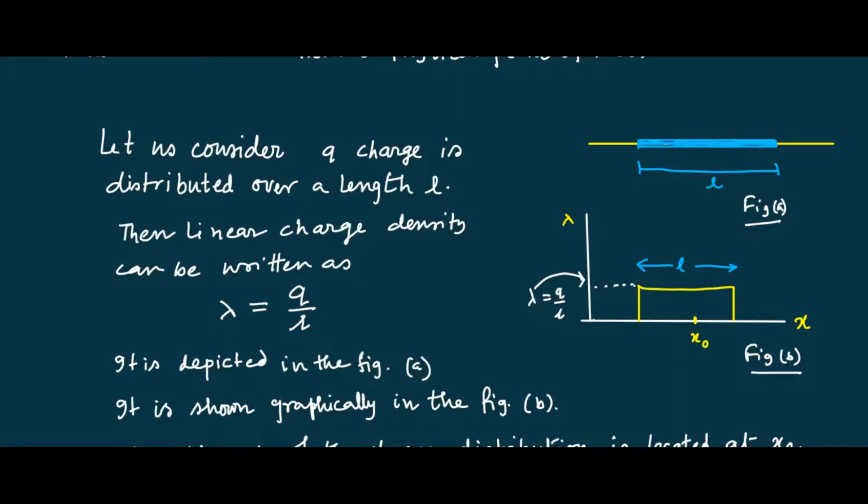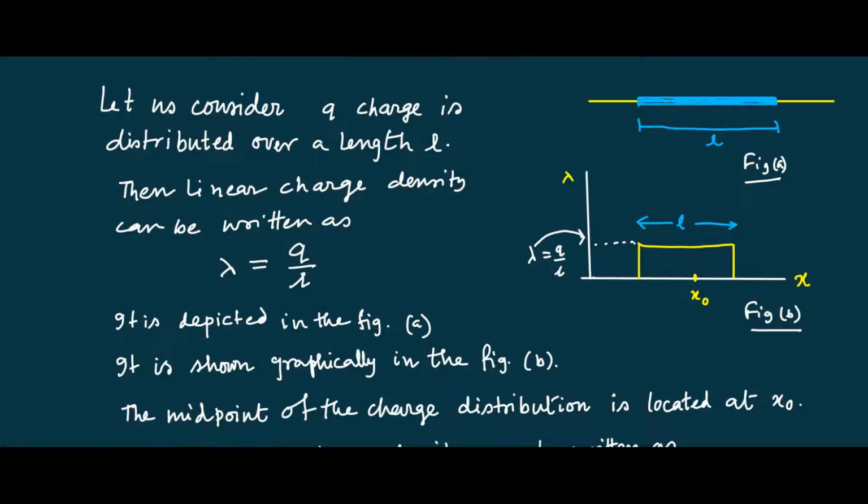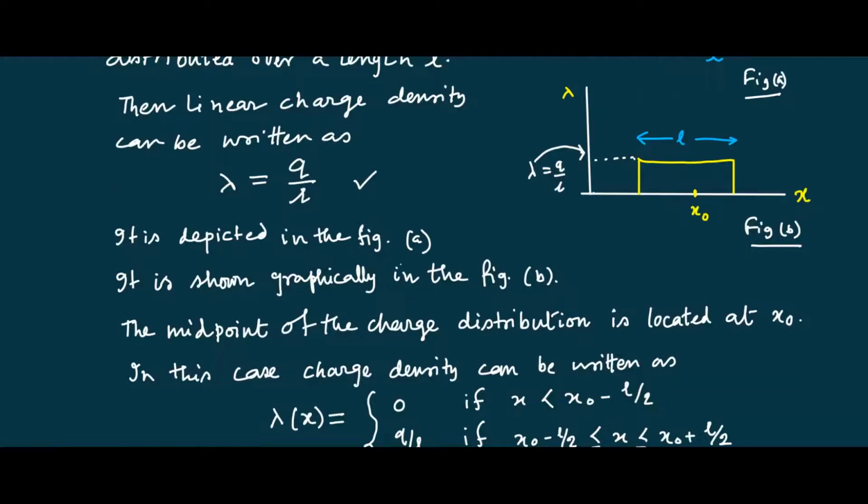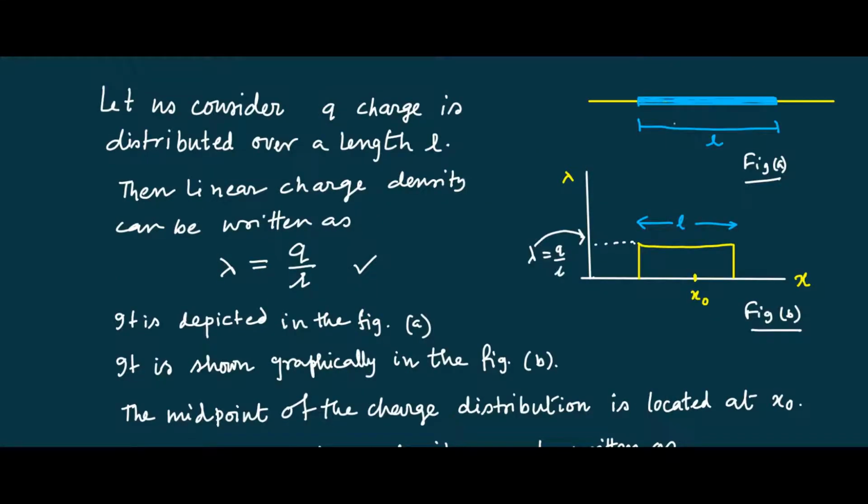Then what will be the linear charge density? It is nothing but lambda equals Q by L. It is already known to you from the basic electrostatics course, and it is depicted in figure A. That is length L, on a one-dimensional x-axis, and over length L, Q charge is distributed uniformly. That is the main point.